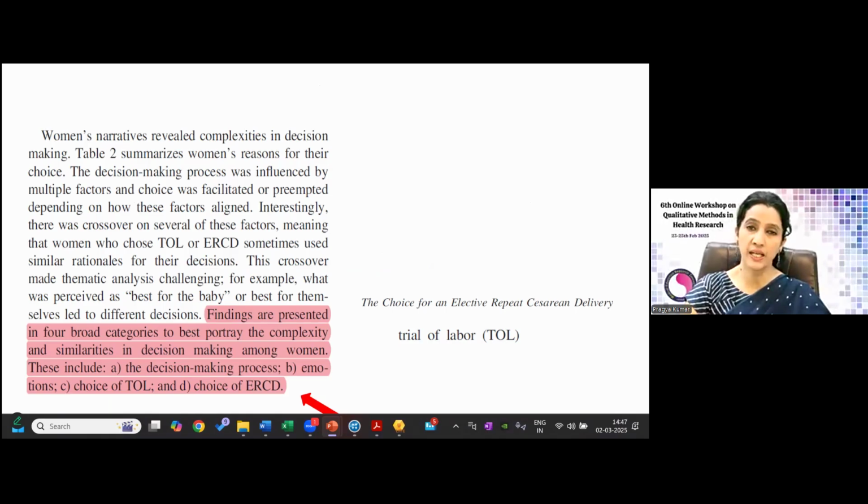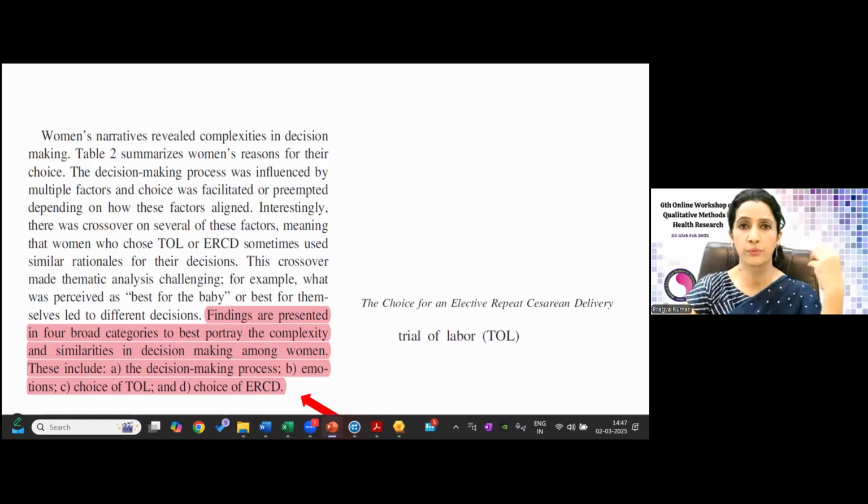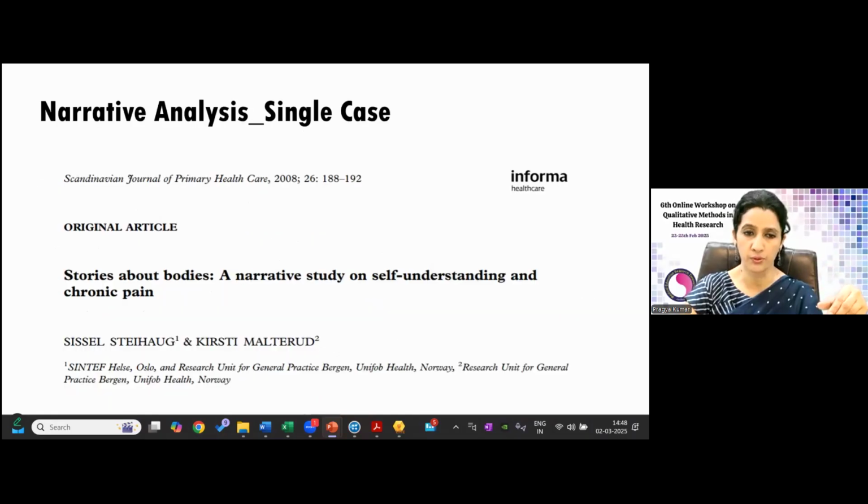So in narrative analysis, again, they are forming categories. As I said for thematic analysis, here also they are trying to form codes, and from similar codes they are trying to make a theme. So this is again, Stories About Body, a narrative study on self-understanding and chronic pain.